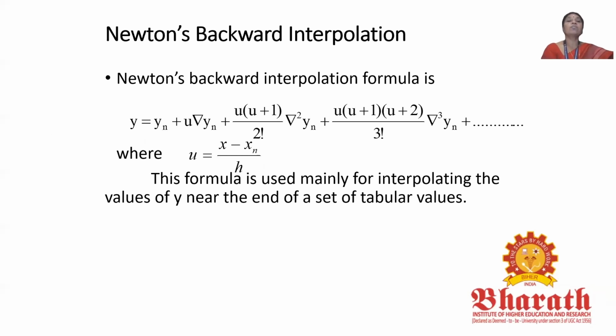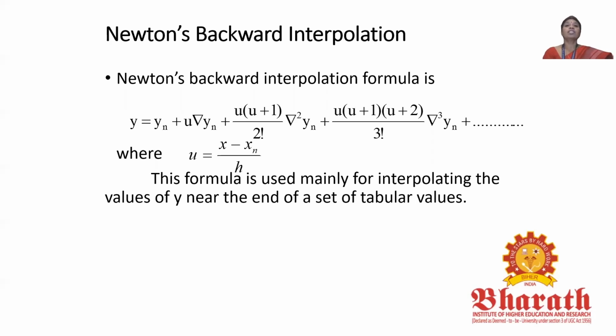Now, Newton's backward interpolation formula is y is equal to yn plus u into inverted del yn plus u into u plus 1 by 2 factorial into inverted del square yn plus u into u plus 1 into u plus 2 by 3 factorial into inverted del cube yn, etc. So it is an infinite series where your u is given by x minus xn by h.